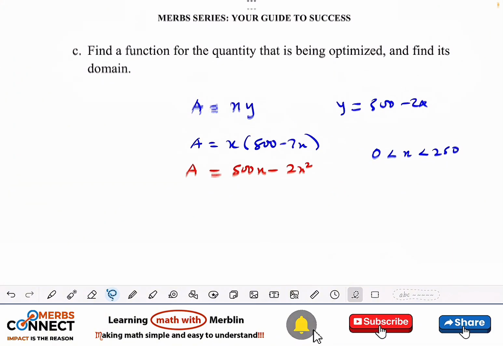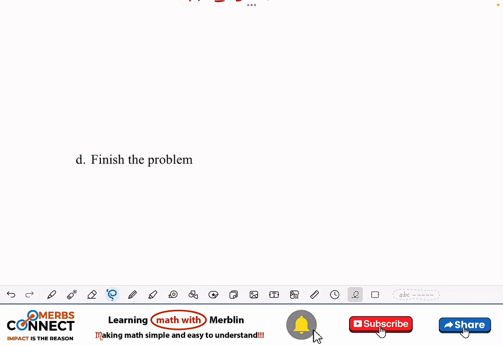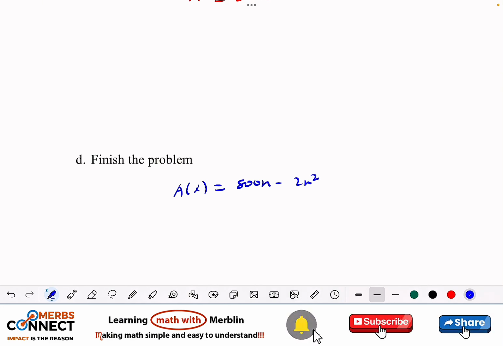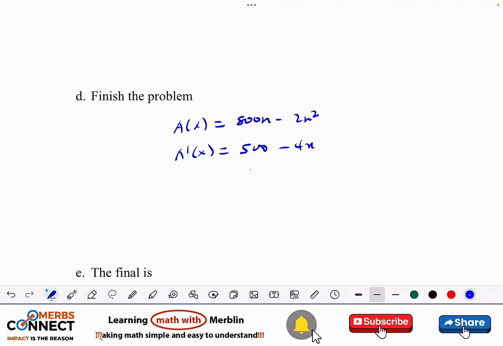So now that we've gotten the domain, let's look at part D, finish the problem. Let's continue to solve. Since we know that A is equal to 500x minus 2x squared, we are going to differentiate it because we need to find a critical value. This gives us 500 minus 4x. For the critical value, A prime of x should be equal to 0. So 500 minus 4x is equal to 0, then 4x is equal to 500, and x should be equal to 125.